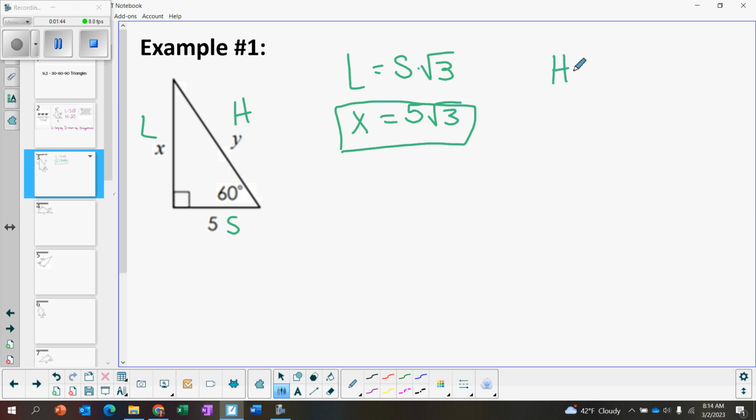So let's look at the second formula, H equals 2S. That's going to be Y equals 2 times 5. And that means Y equals 10.